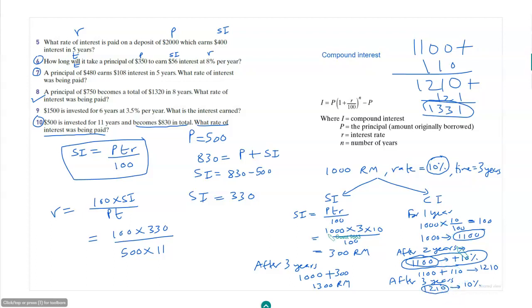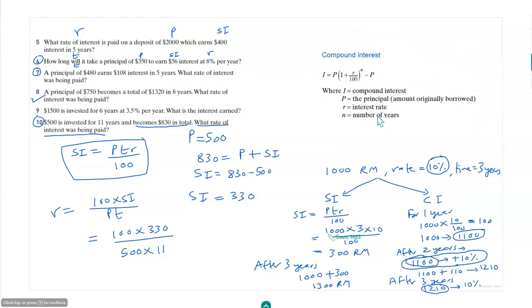So instead of doing it step by step, we have a formula for compound interest. The formula is like this: P into 1 plus R by 100 whole raised to n, minus P. So you remember this figure, right? 1331.